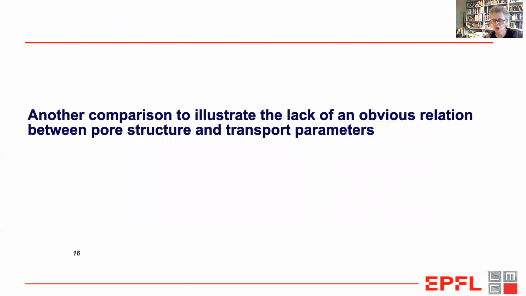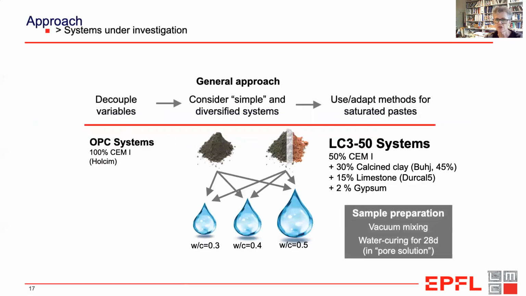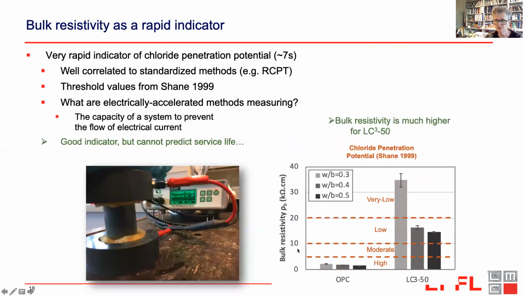So we then went on to another example where we looked at two systems. Well, we looked at a lot, but I'm just going to explain two systems. Particularly, we took into account now a variation in the water-cement ratio. So we had OPC systems here. We had LC3 systems, which are 50% cement, 30% calcined clay, 15% limestone, with a bit of gypsum addition to give us a proper sulfation. And we made these at three different water-cement ratios.